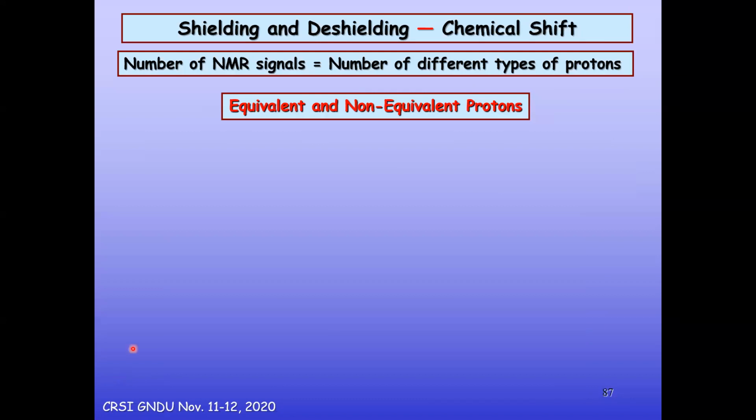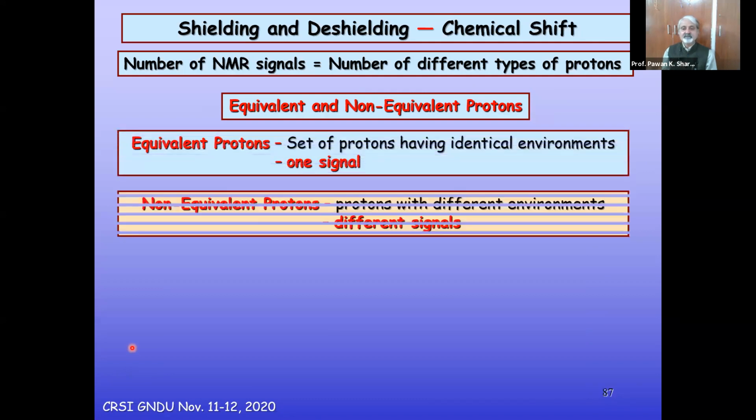Okay. So now we say that the number of NMR signals is equal to the number of different types of protons. So that brings us in the story to the concept of equivalent and non-equivalent protons. So what are equivalent protons? What do we mean by different types of protons? What do we mean by equivalent or non-equivalent protons? Equivalent protons means sets of protons having identical environment.